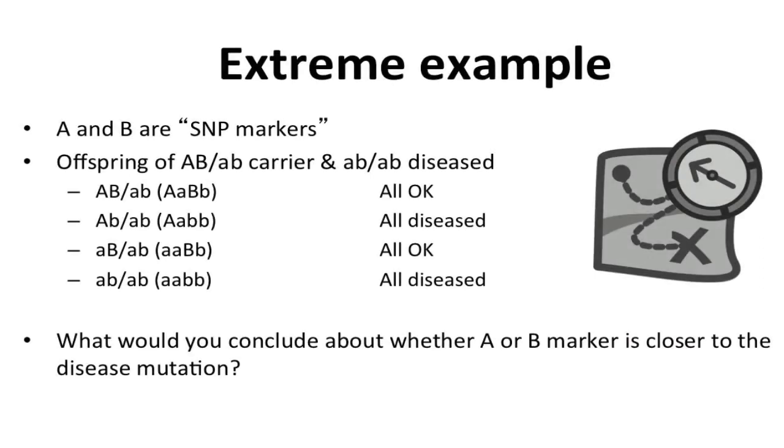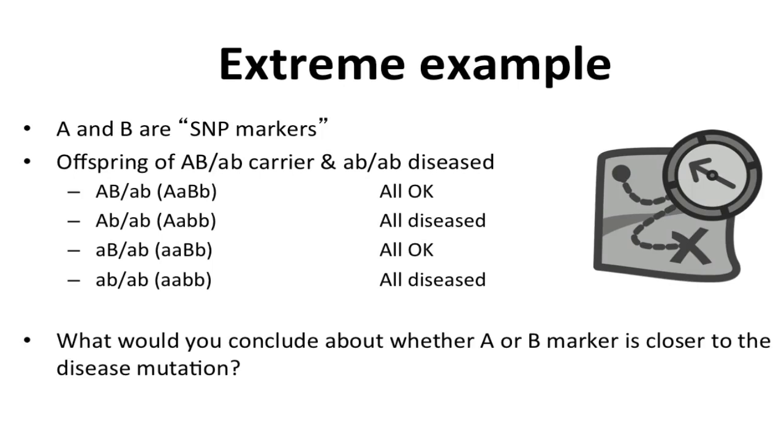Now here's an extreme example. Let's say that we wanted to map a recessive genetic disease. Let's say it's sickle cell anemia, for example. Let's say that we're trying to map it relative to two genetic markers, A and B. At each of these genetic markers, there are two forms: big A and little a at the A locus, big B and little b at the B locus.